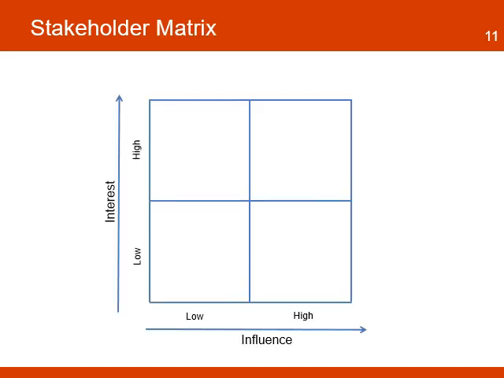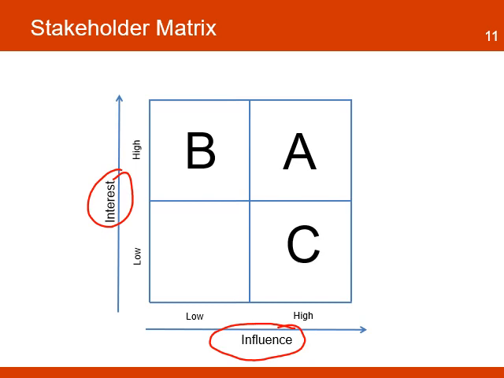Here is the 4x4 matrix. The stakeholders' level of interest and influence in the project can be then mapped in this very simple matrix. The vertical axis represents their levels of interest, and the horizontal axis their levels of influence. Category A is for those stakeholders with high interest and high level of influence. Category B is for those stakeholders with low interest but high level of influence. Category C is for those stakeholders with high interest but low level of influence. And finally, category D is for those stakeholders with low interest and a low level of influence.